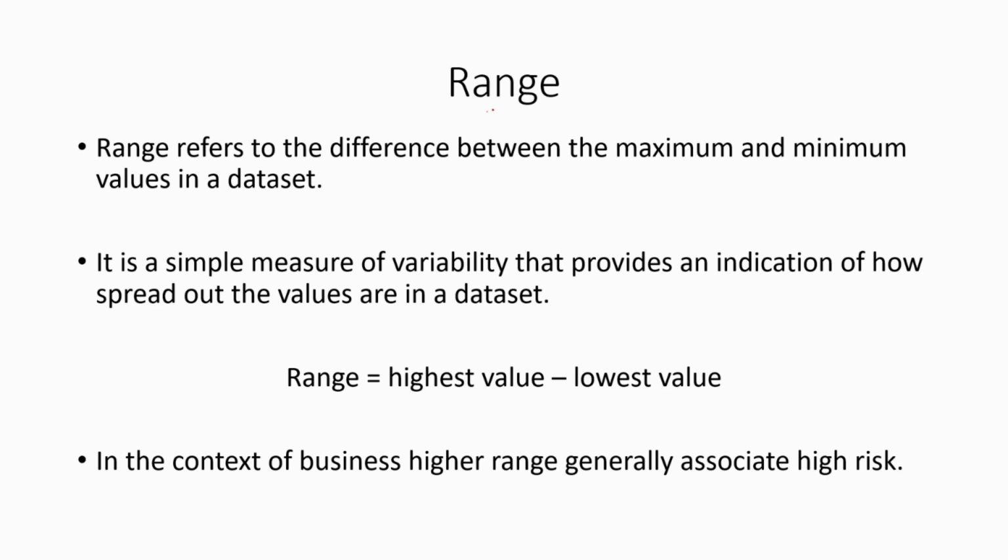Now let's discuss the range. Range refers to the difference between the maximum and minimum values in a dataset. It is a really simple measure of variability that provides an indication of how spread out the values are in a dataset. This is how we can calculate the range: highest value minus the lowest value. In the context of business, a higher range is generally associated with higher risk, which means the higher the range, the higher the risk will be. Lower the range, lower the risk will be.